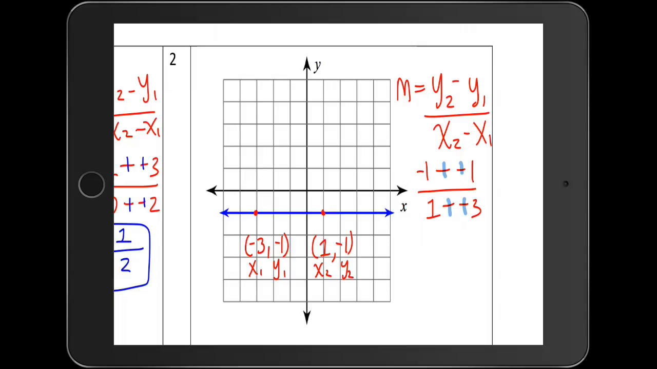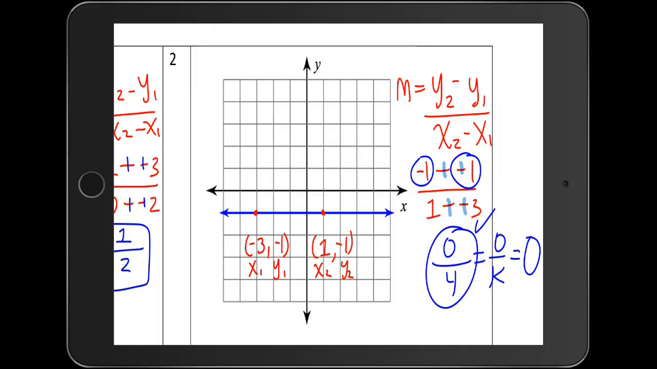So my math tells me -1 plus 1. Well, -1 plus 1 is 0. On the bottom I have 1 plus 3, which is 4. I know that it's okay to have 0 on top of my fraction. That just means that my answer is 0. Please do not leave your answer like this. When you leave your answer like this, you are telling me you don't know what this equals. You do know what this equals. You know it equals 0, so please write that it equals 0. So my slope m is 0, and I'm done.